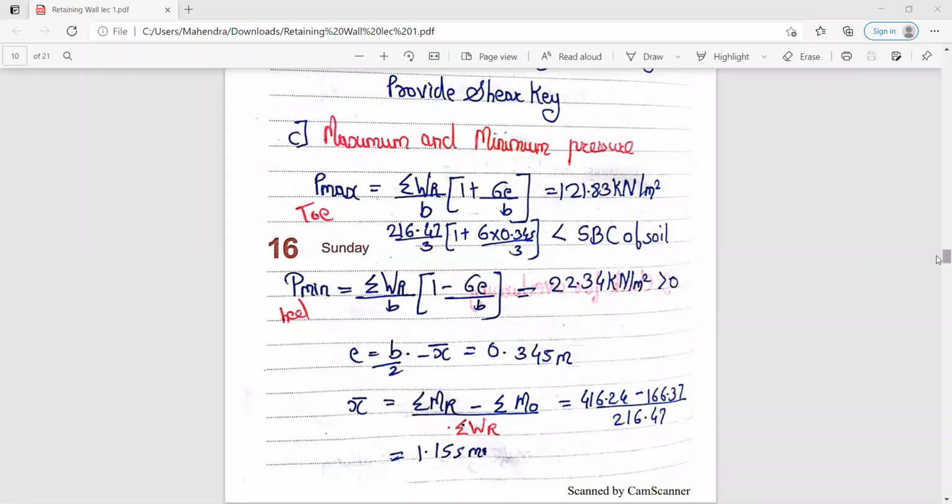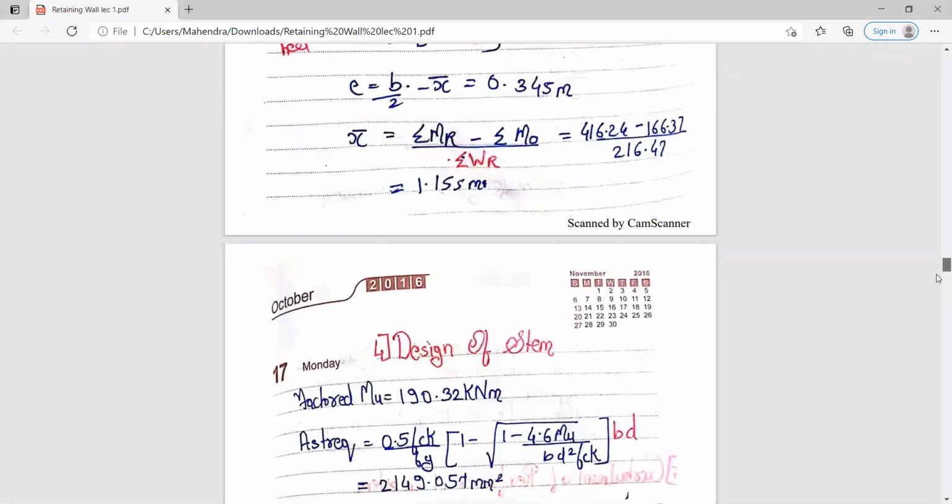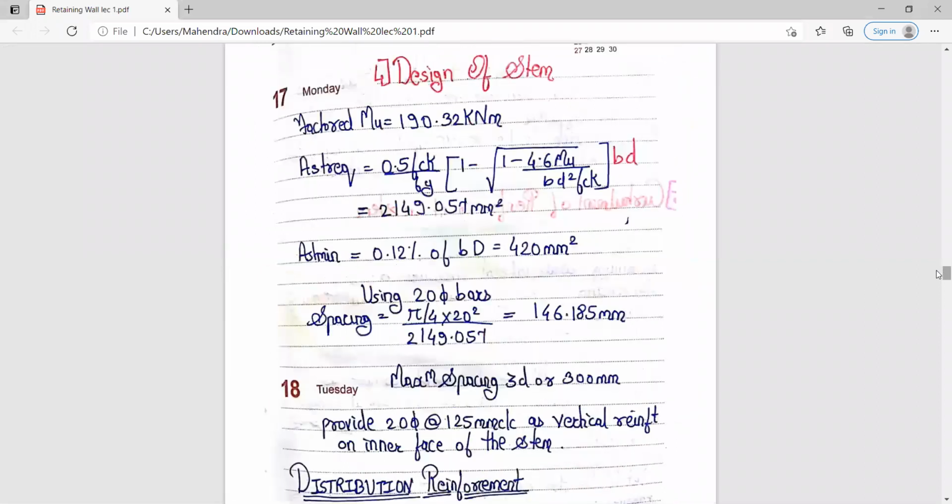So we have got P1 and P2 from here. Now we need to calculate the design of the stem. For calculating the design of the stem, we are going to consider the factored bending moment that we calculated previously, I think in step number 2 or 3. The factored bending moment we got was 190.32 kilonewton meter.